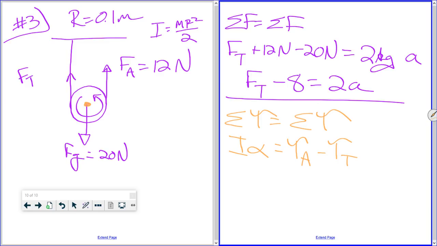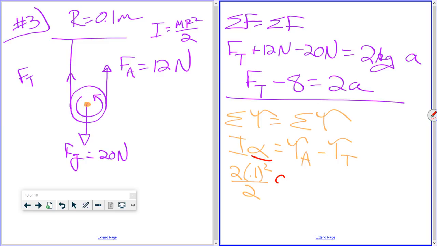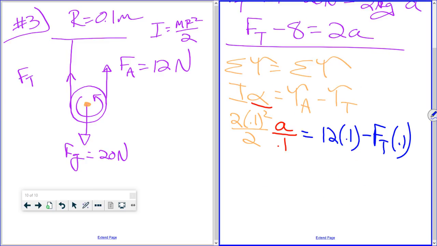Let's see. I is mr squared over 2, so 2 times 0.1 squared over 2, that's my I. Everybody good up to there? Yep. My alpha, I'm going to write that as A over R. Follow? Equals the torque from the applied force, which is 12 newtons times the radius, minus the tension force times the radius. Simplify this mess and you get 0.1A equals, look, on this side I've got 12 times 0.1 minus FT times 0.1, right? Don't all the 0.1s cancel?